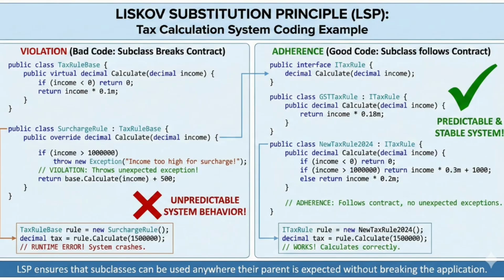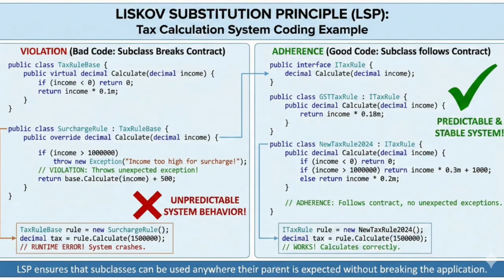Now look at the right side. This is the correct LSP compliant design. Instead of forcing everything through inheritance, we define a stable interface called ITaxRule with a calculate income method. Different tax rules like GSTTaxRule and NewTaxRule2024 implement this interface and provide their own calculation logic. Without breaking expectations, even if income is very high, they handle it safely and logically instead of throwing unexpected exceptions.